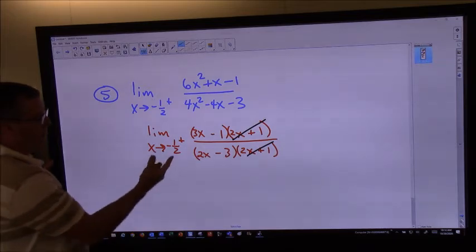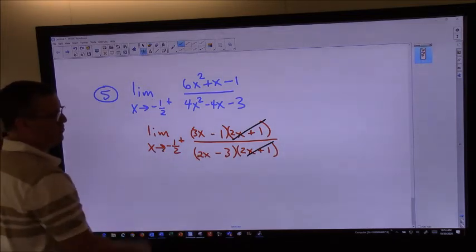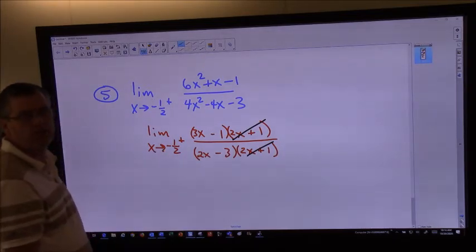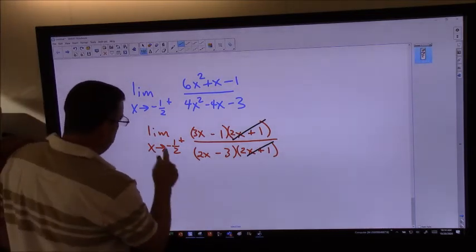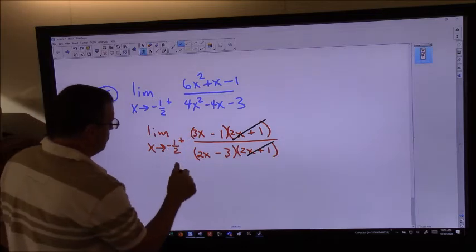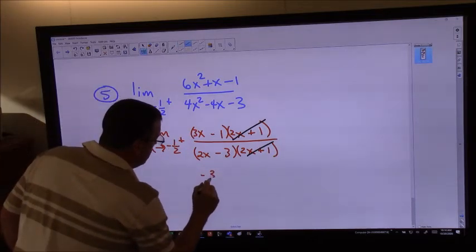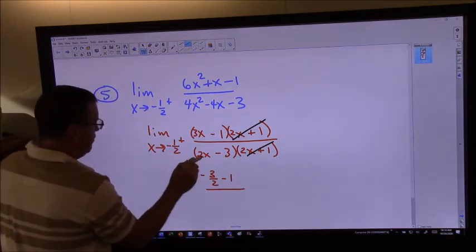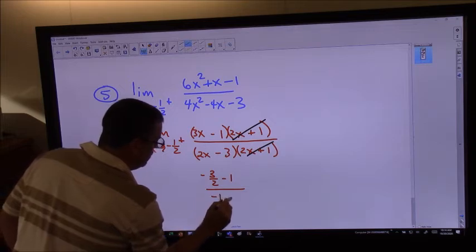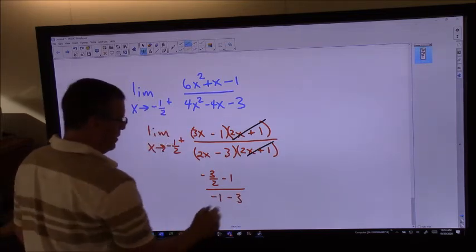And the thing now is, I can go ahead and plug that right in and do direct substitution because I'm no longer getting 0 in the denominator. So if I plug in negative 1/2 up here, I would have negative 3/2 minus 1. If I put in negative 1/2 here, I'd get 2 over 2, which is 1. So a negative 1 minus 3.